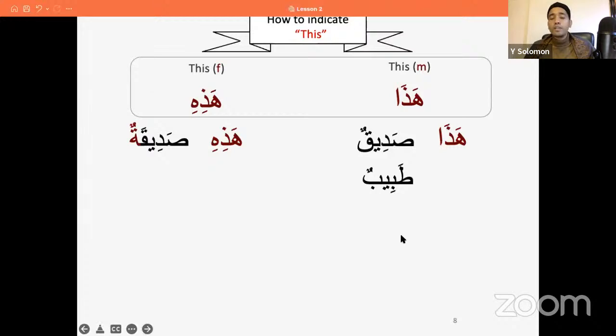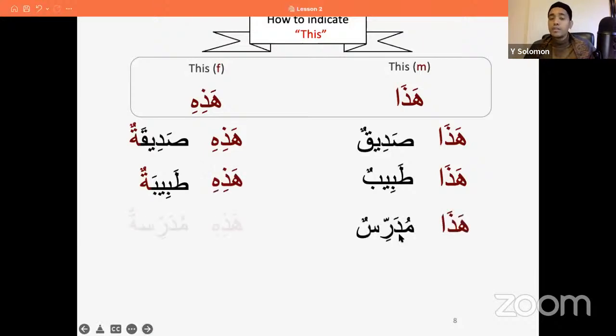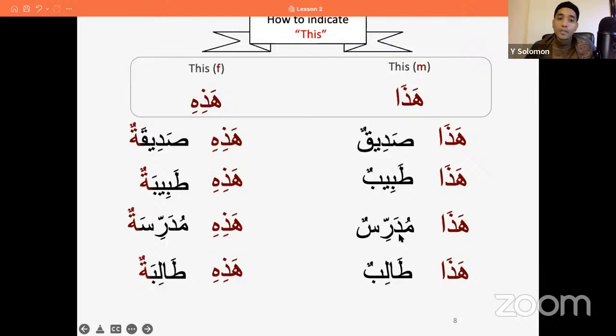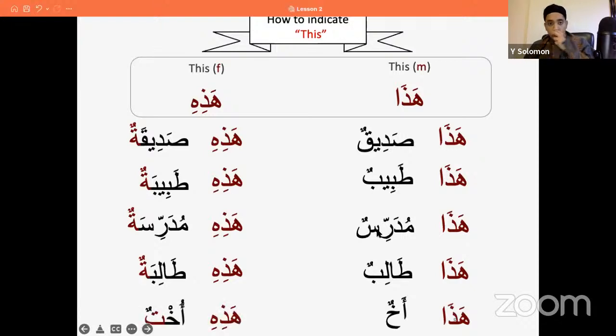Similarly, طبيب, I would say هذا طبيب. And طبيبة, I would say هذه طبيبة. They have to agree. هذا مدرس, هذه مدرسة. هذا طالب, هذه طالبة. هذا أخ and هذه أخت. Now, extremely important to know.